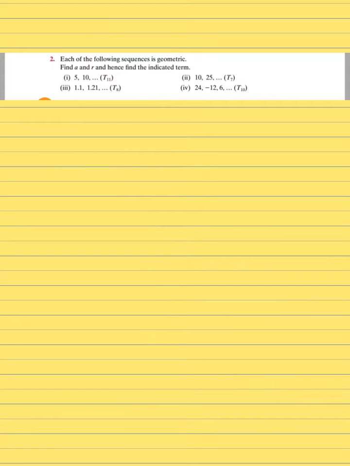We can have a look at part 1 of this question. We're told here that we have a geometric sequence. We have to find out A and R and use that to find the term that's indicated. So here we're given the first term is 5, the next term is 10. We want to find T11. First of all, we find the first term, A is 5, and the common ratio is 10 divided by 5, which is 2.